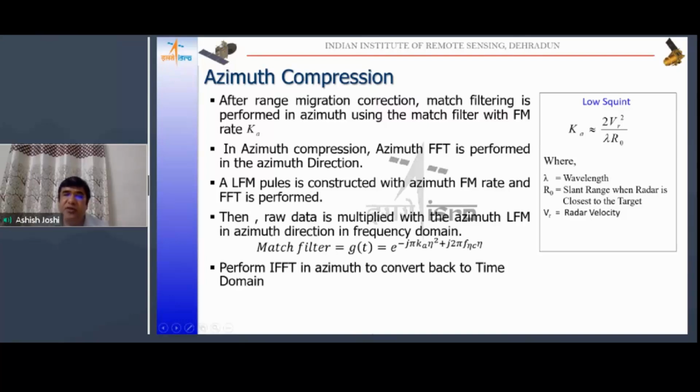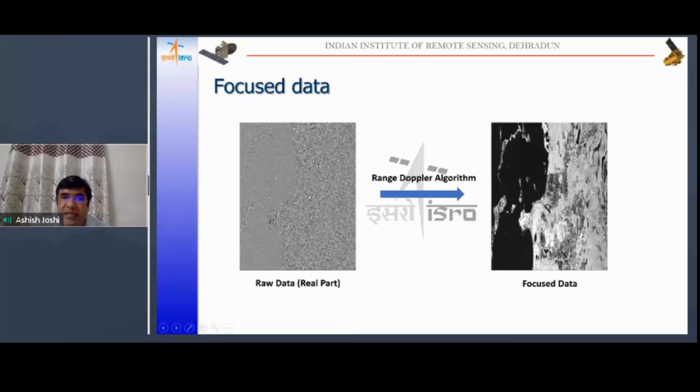So we have performed three steps. One is range compression. Then RCM correction, and we have to do the Doppler centroid estimation. This is called the Doppler centroid. F eta C is the Doppler centroid estimate, and with some of the parameters VR and R0, we have to make an azimuth direction matched filter. And we just do the pulse compression technique in both the range direction and the azimuth direction. Now after the processing, this is the raw data, and after applying the full range Doppler algorithm, this is the focused data.